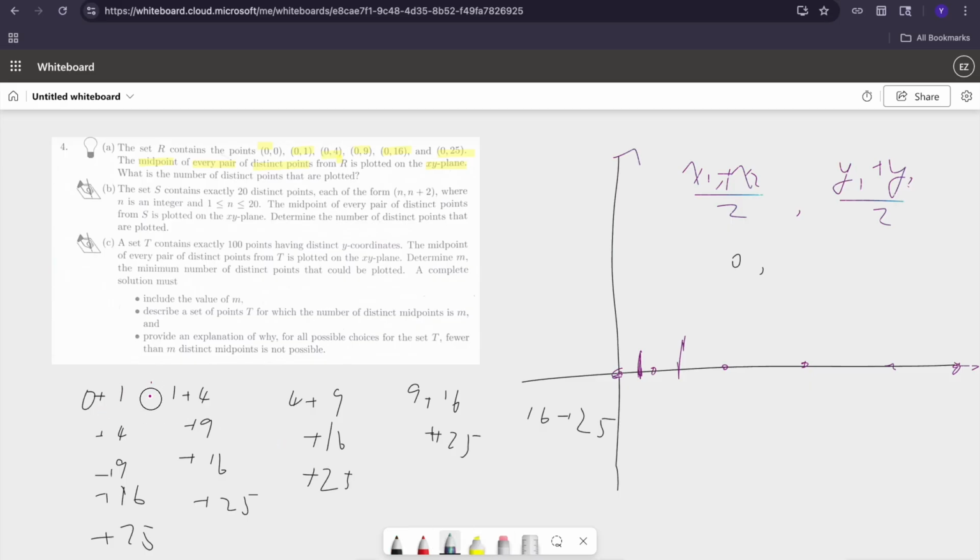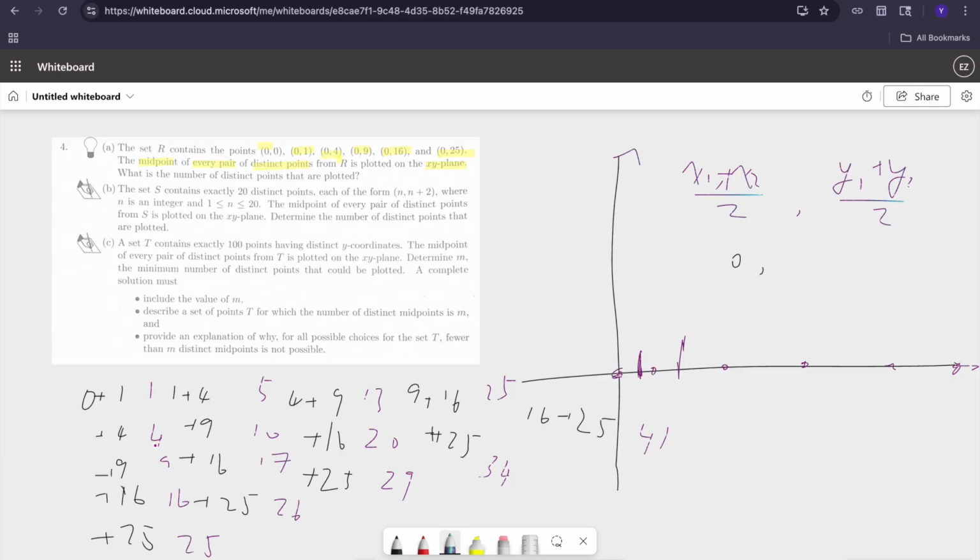So we get 1, 4, 9, 16, 25, 5, 10, 17, 26, 13, 20, 29, 25, 34, and then 41.